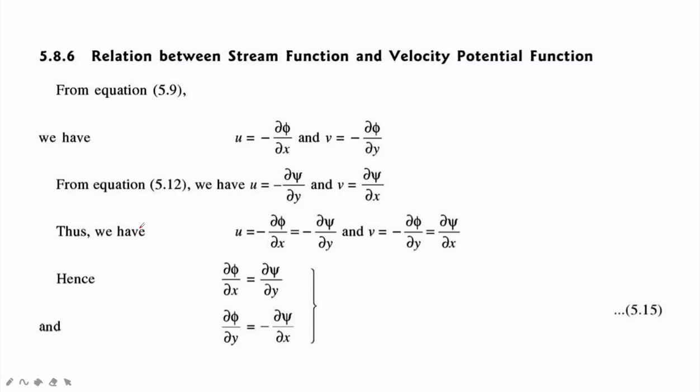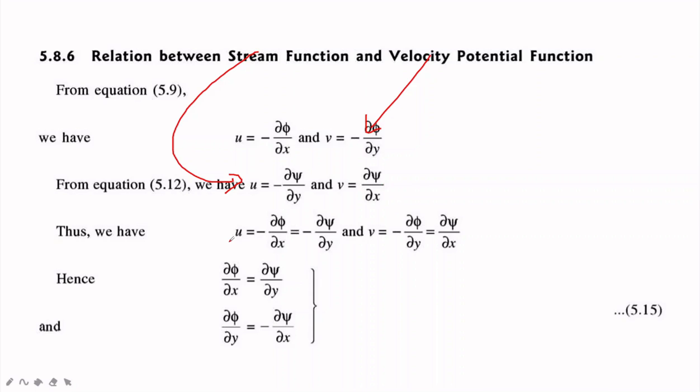From equation 5.12, these are the equations which we already dealt with in our previous slides. With respect to phi, what is the value? Both are negative values, right? And with respect to psi, so this is the velocity potential function and this is your stream function. What is the stream function? u is the negative derivative, dou psi by dou y, and v is dou psi by dou x. Now what we can do, we will compare it.